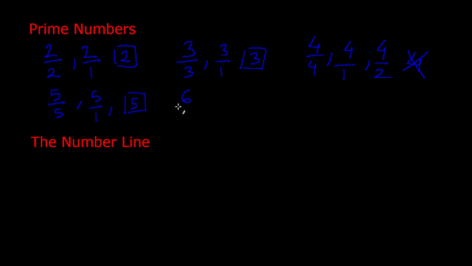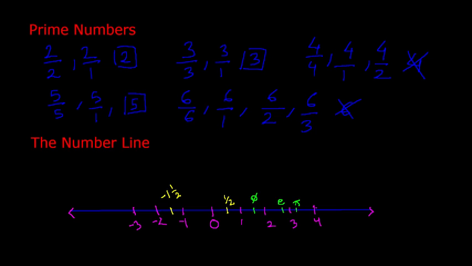Let's look at 6. Can it be divided by itself? Yes. Can it be divided by 1? Yes. Can it be divided by something else? Yes, it can be divided by 2, and it can be divided by 3. So 6 is not a prime number. So that's the basic concept of a prime number.